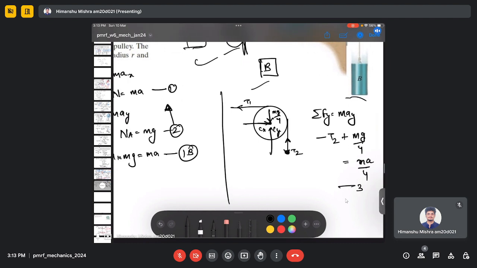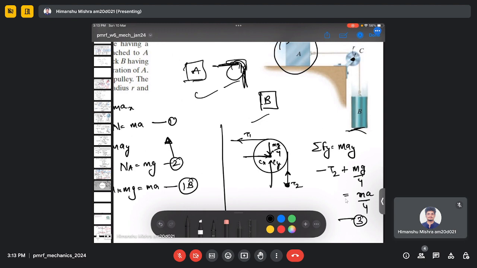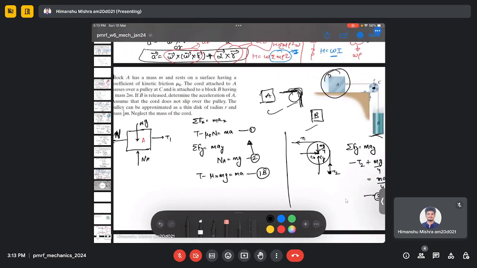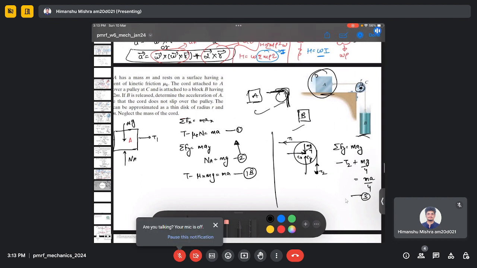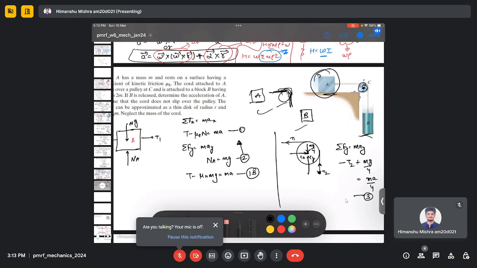So this is my equation 3. Or we can consider the block B here, because as the particle is moving, there will be an angular acceleration in the pulley. So we can actually do the moment balance analysis in the pulley to determine the relation between force and the angular acceleration.